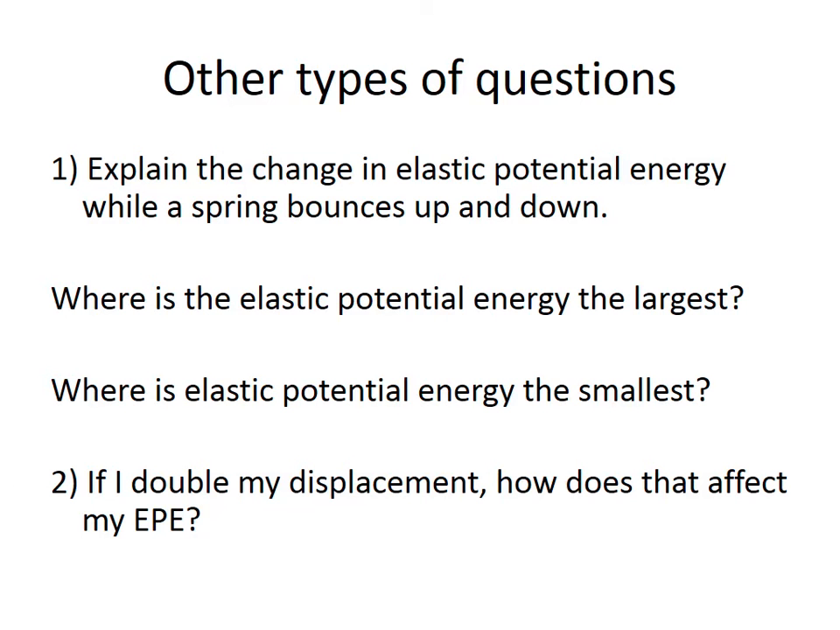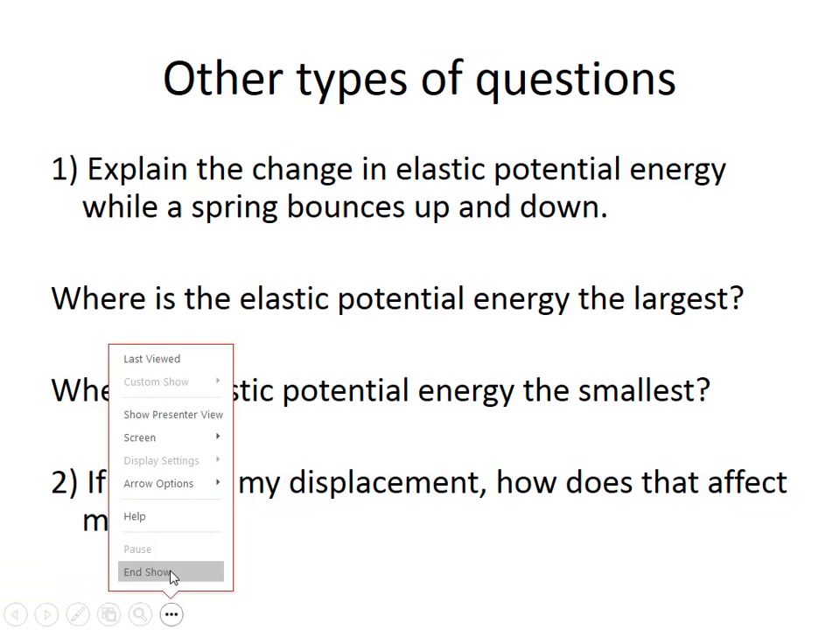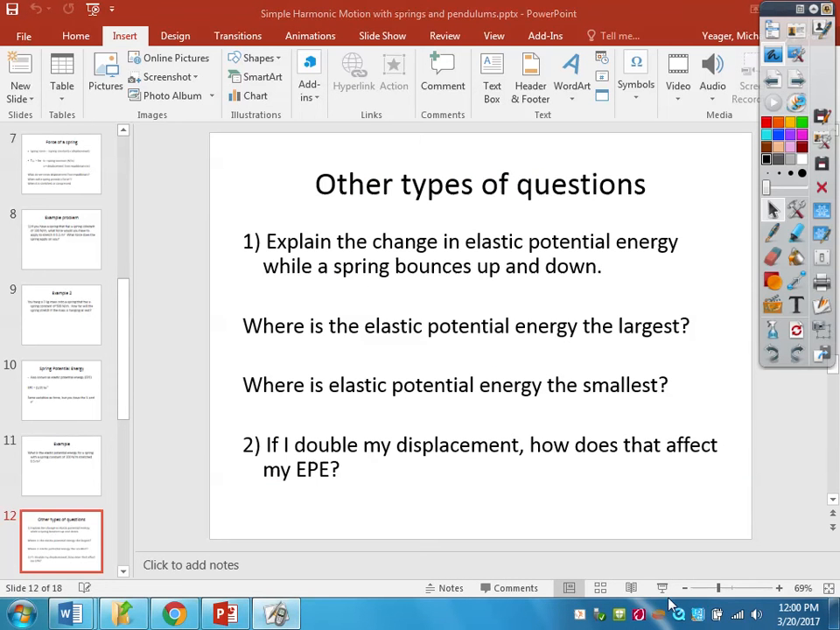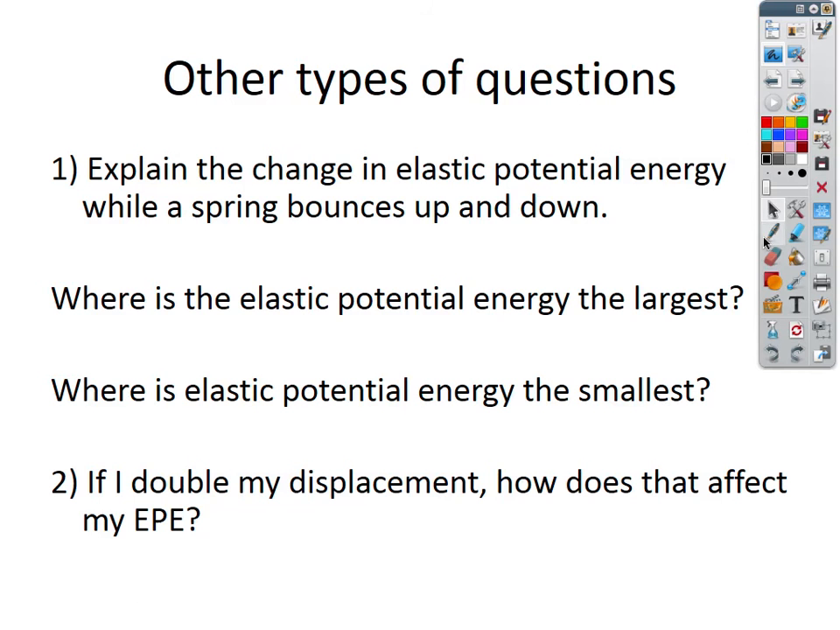Explain the change in elastic potential energy while a spring bounces up and down. As it zooms up and down, up and down. It doesn't even have to be up and down. It can be displaced left and right as well. So, explain the change in elastic potential energy that occurs.